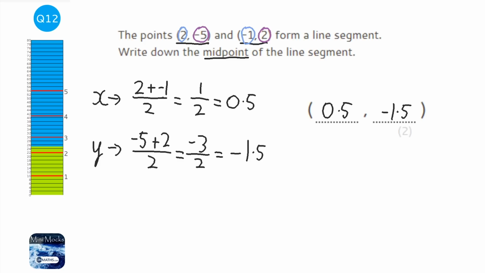And if you think about it, a half is halfway between 2 and minus 1, so that makes sense. And minus 1.5 is halfway between minus 5 and 2.